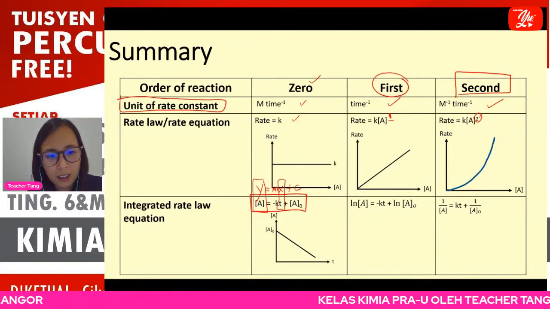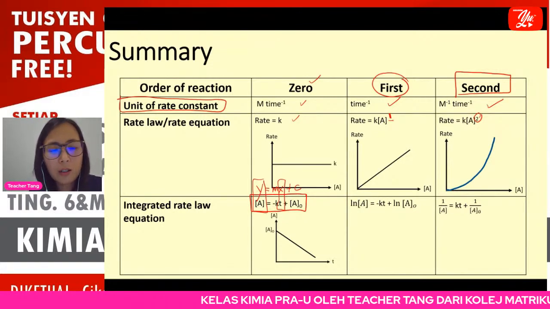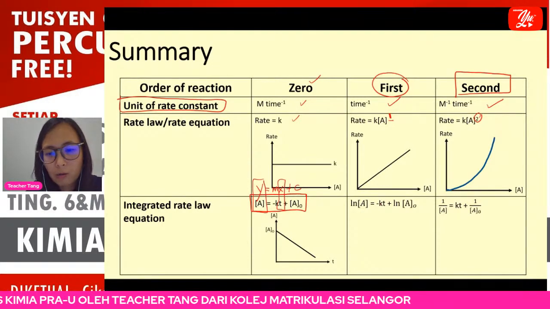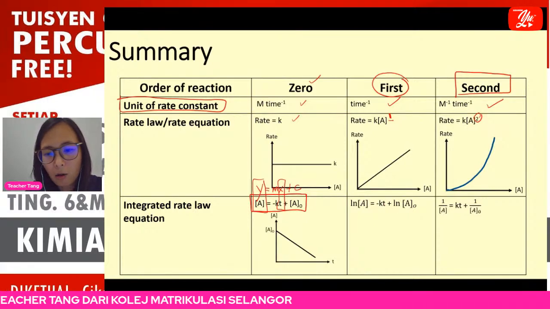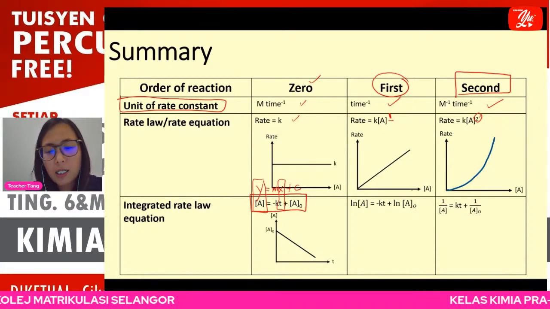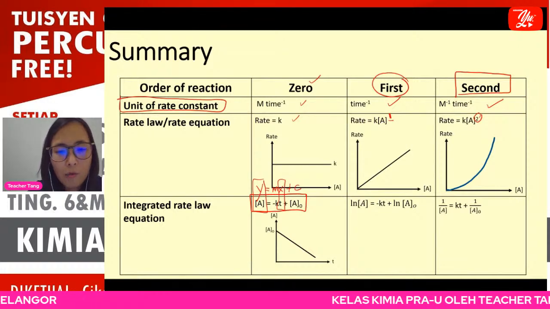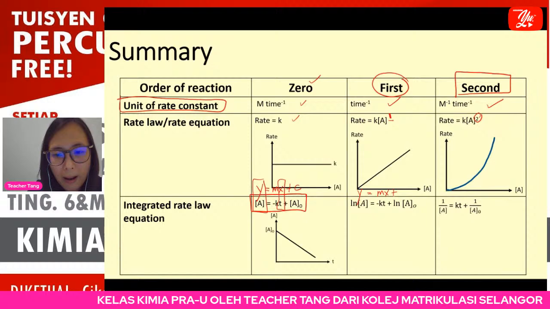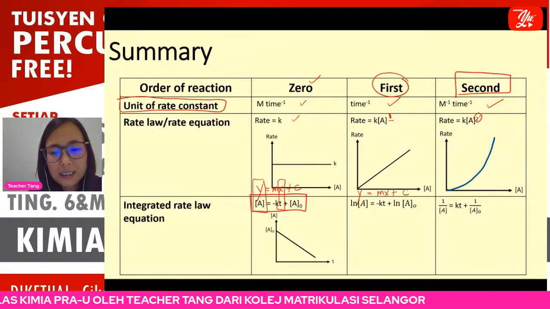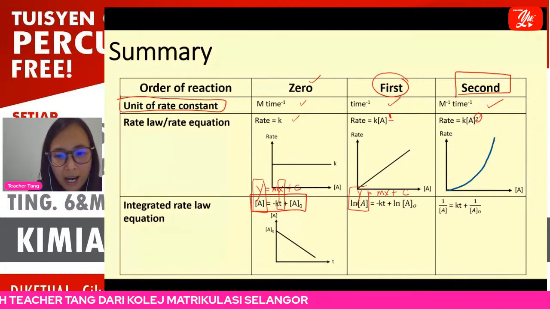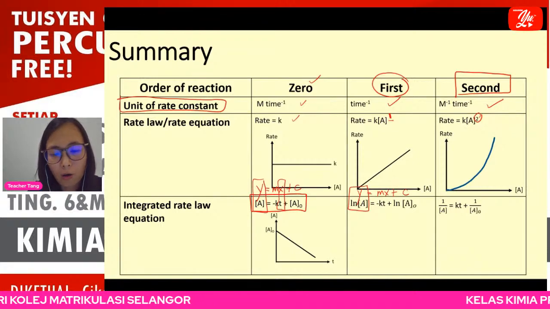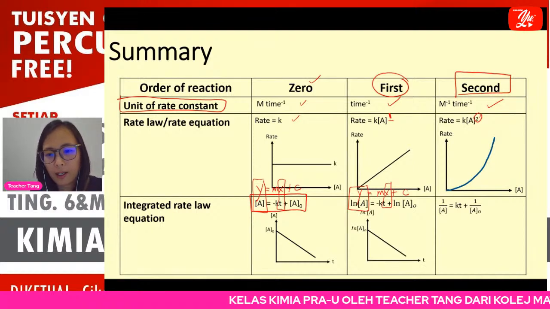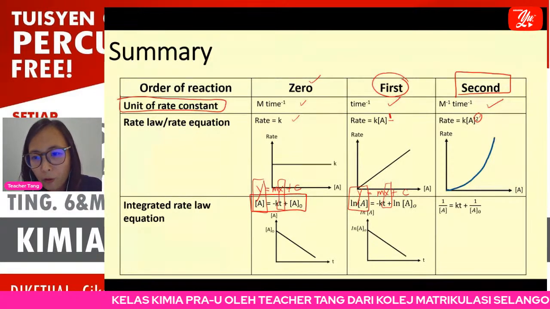For the first order reaction, the integrated rate law equation is ln concentration of A equals negative rate constant multiplied by time plus ln initial concentration of reactant A. Again, remember it in linear equation form so that you remember what graph to plot. From this linear equation, we know that the y-axis is ln concentration of reactant A and the x-axis should be the time.